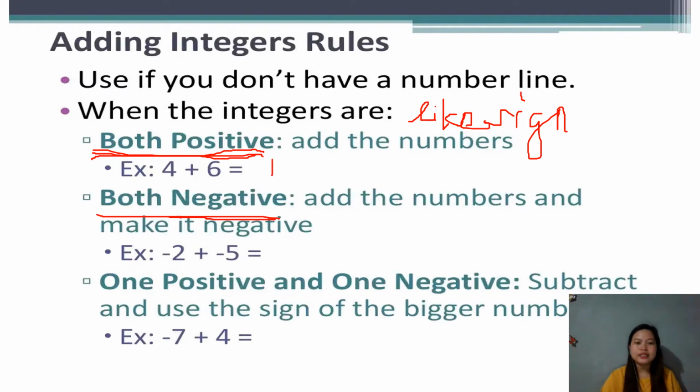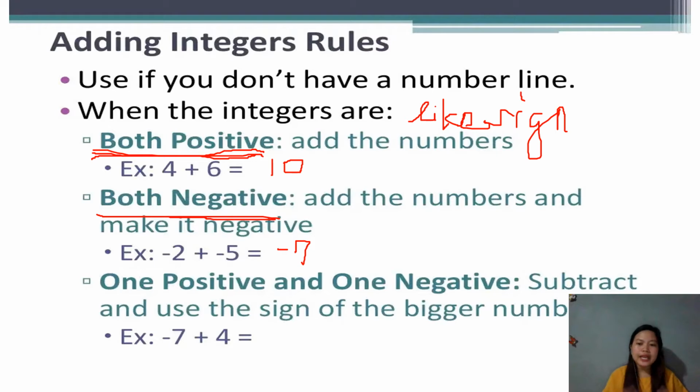4 plus 6, that's 10. If they have the same sign, both negative, you again just add: 2 plus 5, that's 7. And then copy the negative sign. Here is now the shaky part, with one positive and one negative: subtract and use the sign of the bigger number. So with like signs, we add them and then copy the sign.